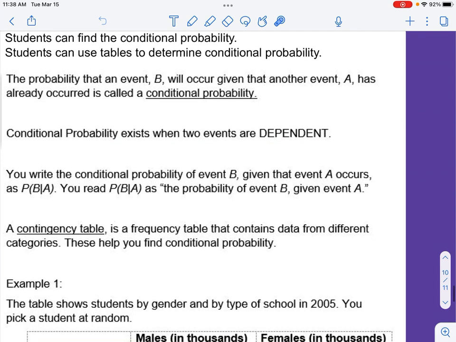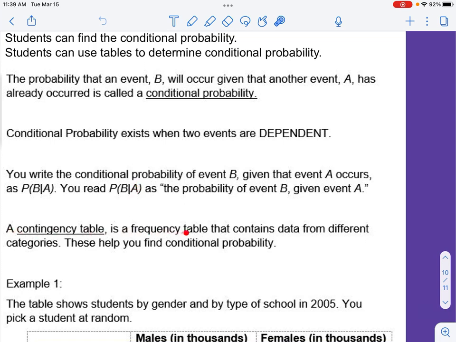We also have a special way that we can write conditional probability. You write the conditional probability of B given that event A occurs as this. So you put a little bar between B and A, and you read this, the probability of event B given event A. You can also think of this as a fraction: the probability of event B goes over the event A.